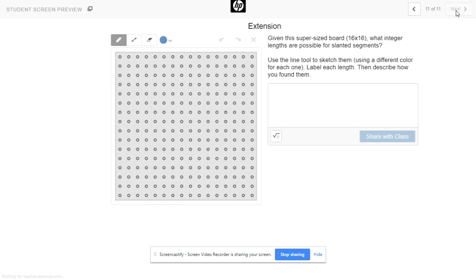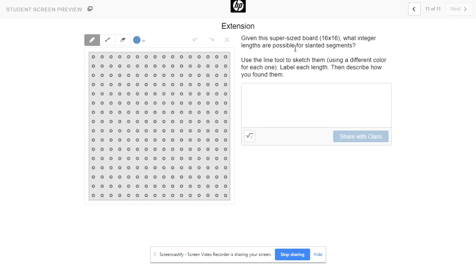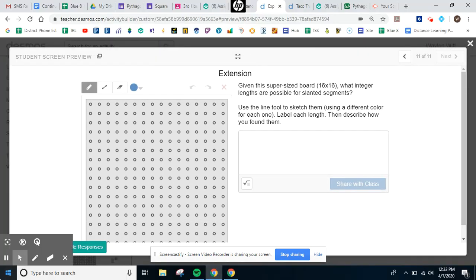And then this last screen, this is an extension. You don't have to do this screen. If you want to challenge yourself, try hard things, then I would tinker around on this and try to figure out this problem, but you don't have to. Again, if you have any questions, make sure you email me, and I will try to answer those in an email.